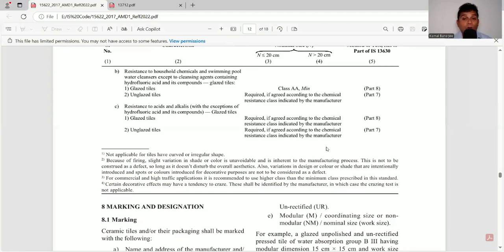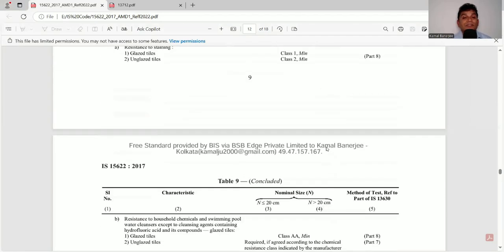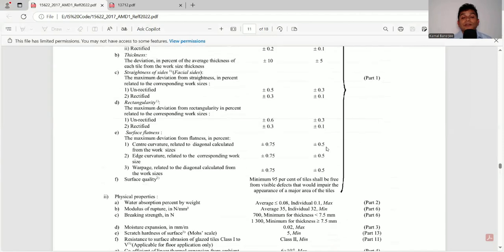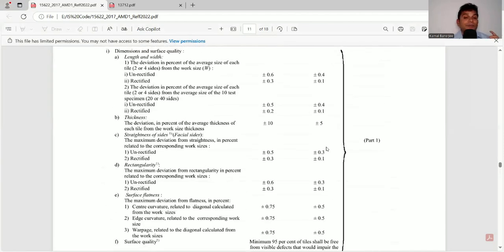What are vitrified tiles, what is the code, what is the water absorption capacity, how it is defined compared with the others, what are the physical and chemical properties, and how to check them according to the Indian standard. I have made it in detail, and I hope you find it useful.